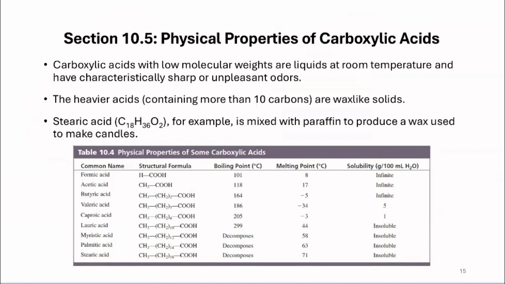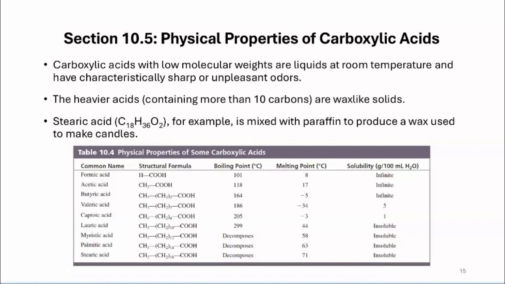When it comes to the physical properties of carboxylic acids, those with low molecular weights are liquid at room temperature, and they characteristically have sharp or unpleasant odors. Acids that contain more than 10 carbons are actually wax-like. They have a more solid consistency. We're going to learn more about carboxylic acids in biological systems when we are dealing with lipids later in the semester.